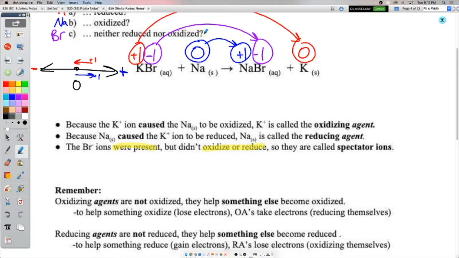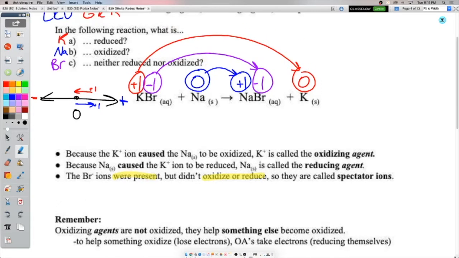And I want you to notice, could bromine be kind of anything here? What I mean by that is all that really mattered, the redox part, the reduction oxidation reaction, was entirely potassium and sodium. Those were the ones that traded electrons. Nothing really changes if bromine's not there, the same way if you're a spectator at a game.